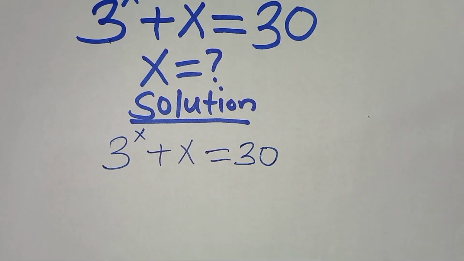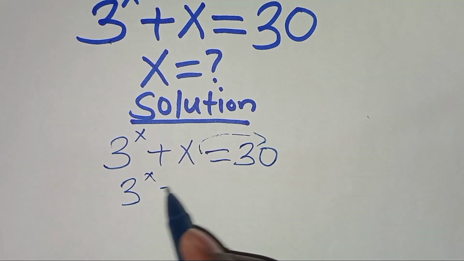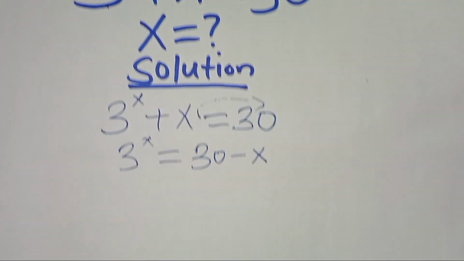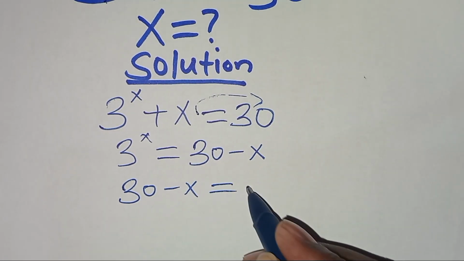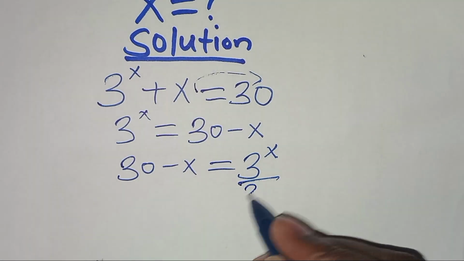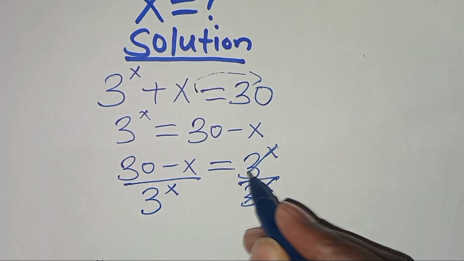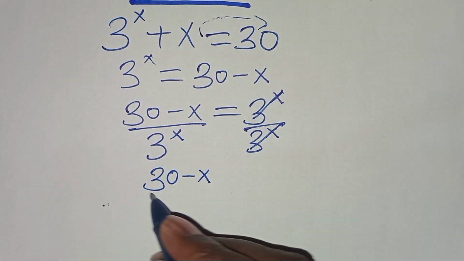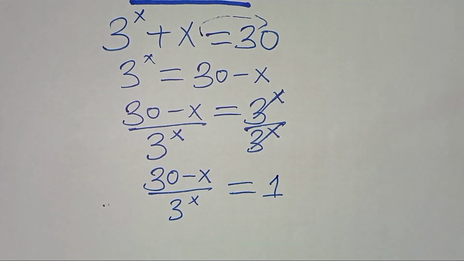So the first thing to do here, let's take x to the right-hand side, so that you'll have 3 to the power x equal to 30, subtract x. So we can write this as 30 subtract x, this is equal to 3 to the power x. So we divide both sides by 3 to the power x, so that now we'll have 30 subtract x divided by 3 to the power x, this is equal to 1.